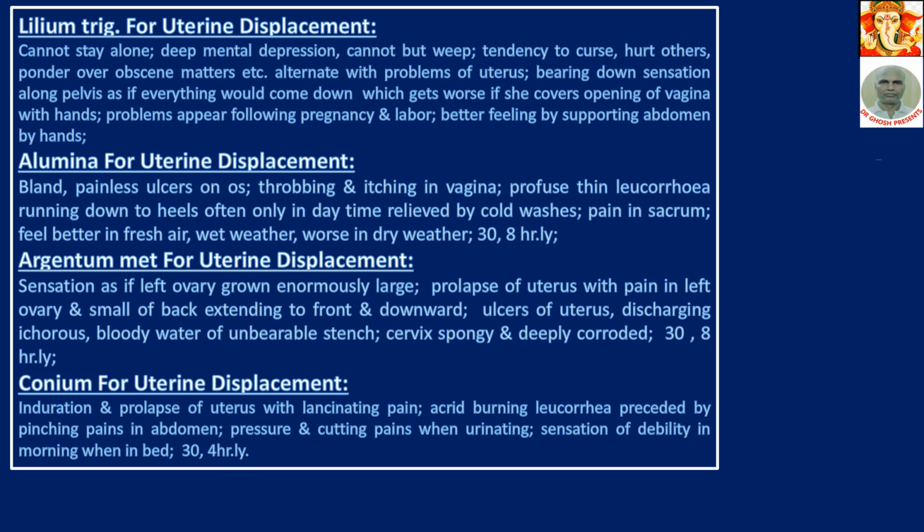Conium for uterine displacement: induration and prolapse of uterus with lancinating pain, acrid burning leukorrhea preceded by pinching pains in abdomen, pressure and cutting pain when urinating, sensation of debility in morning when in bed. We give Conium 30, 4 hourly.